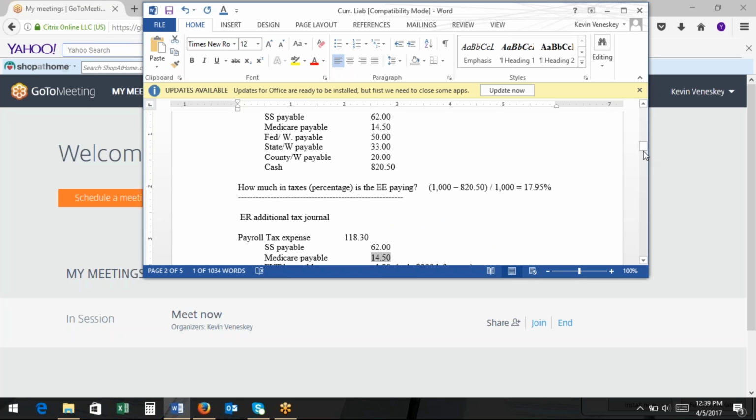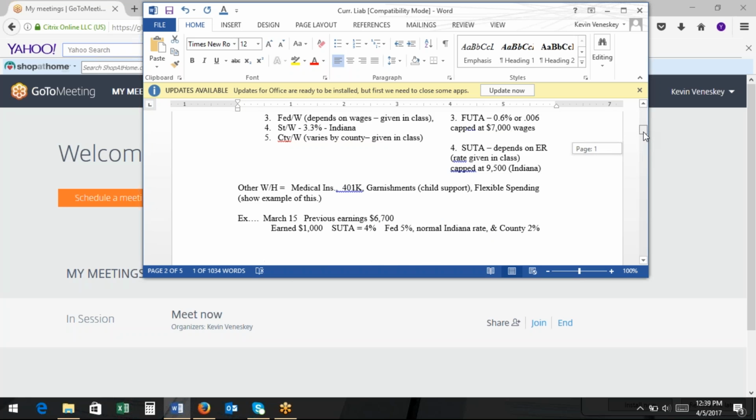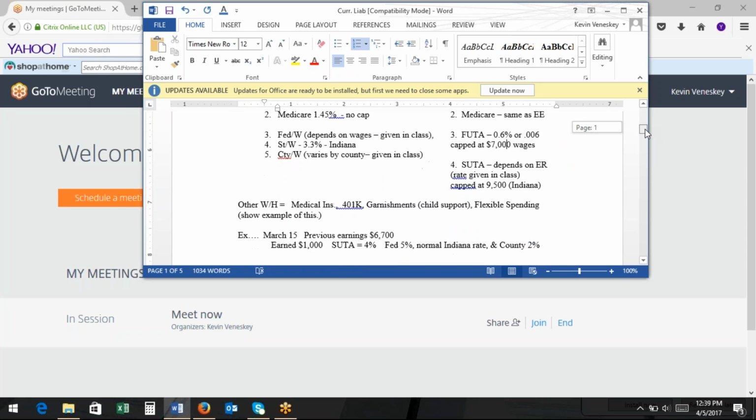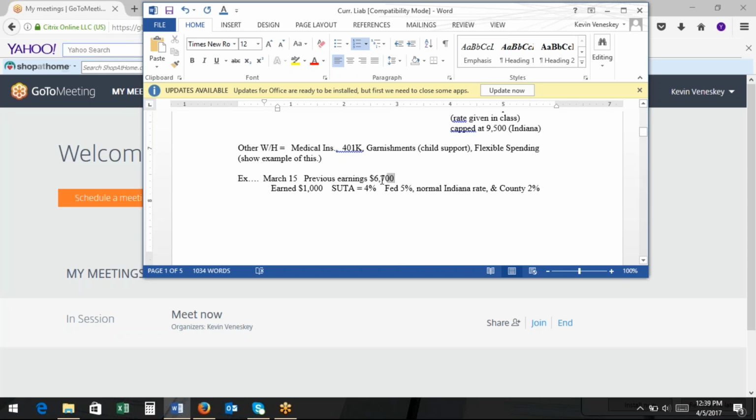Then the next tax, we go back up, the third tax on the employer's side is the FUTA tax. And it tells us that that's at 0.6% on the first $7,000 in wages. Well, this is where our individual's prior earnings come into play. If this individual has already made $6,700, I need to get to $7,000 and then stop.